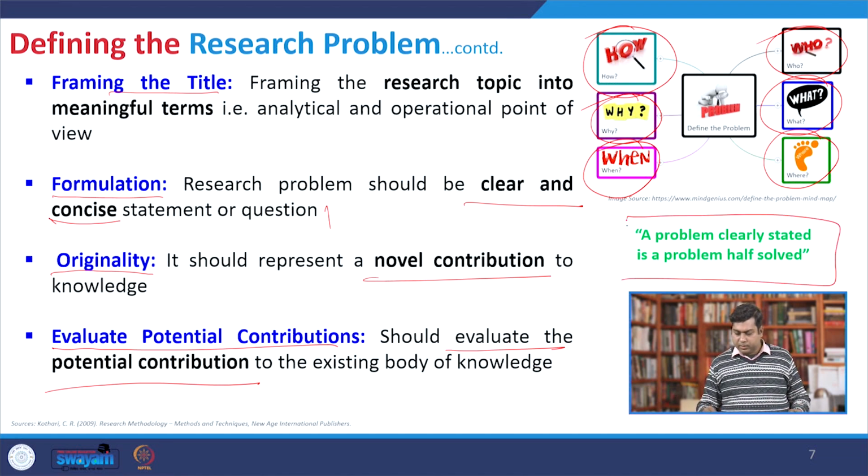There is a statement that I totally agree with: a problem clearly stated is a problem half solved. The moment you have a very clear-cut problem identification, 50% of your problem is solved, because that is the area where many times we are not very clear, and then we go for hit and trial to frame it. That is nothing but taking time, and it may also create confusion among the researchers.